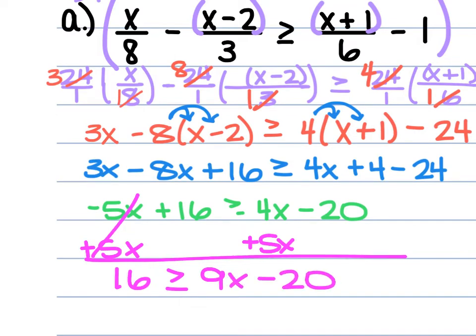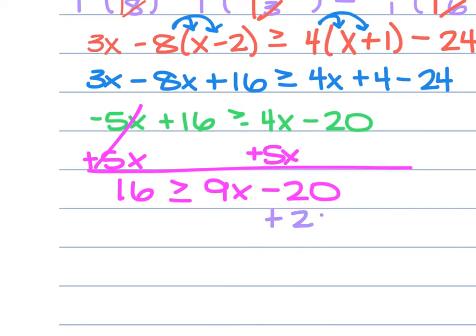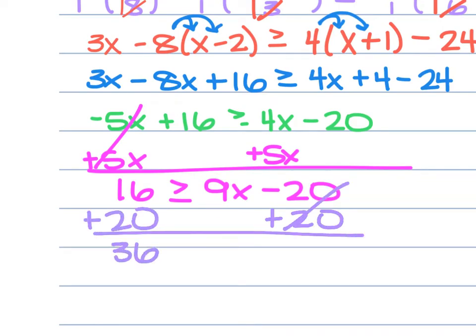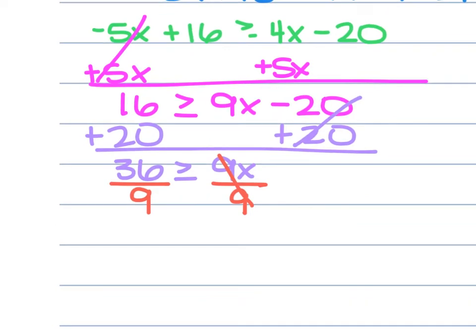I'm going to move the 20 over by adding it to both sides. So this is going to give me 36 is greater than or equal to 9x. Now I'm going to divide by 9 on both sides and get that. So we're going to be left with 4 is greater than or equal to x. So remember, we have to rewrite this to where we have x is less than or equal to 4.